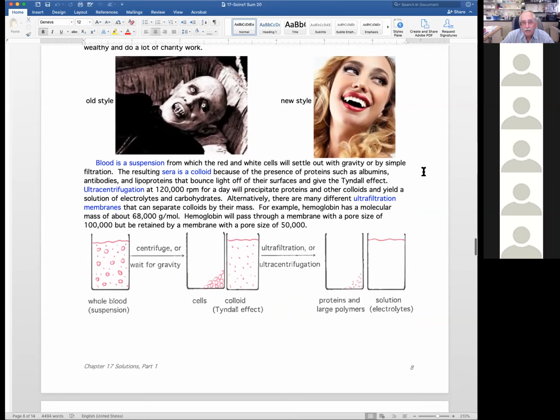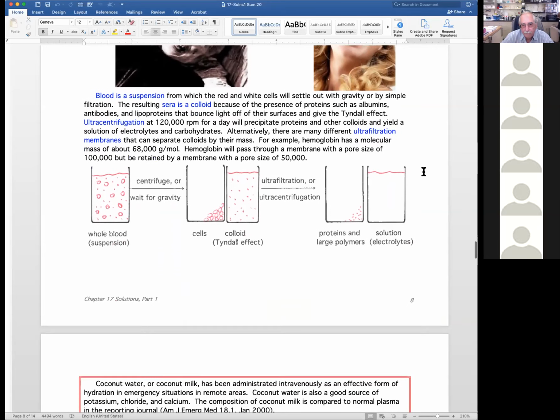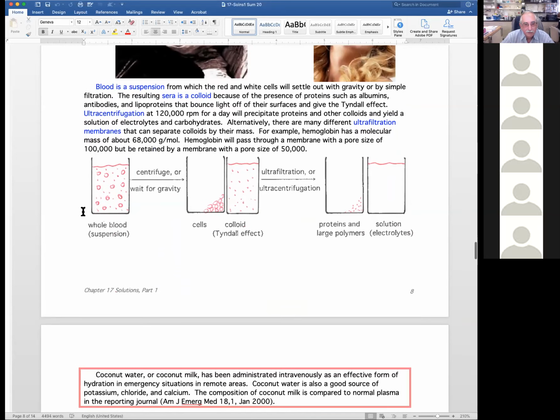So anyway, blood is a suspension. So here's a suspension. What happens when your blood stops moving? Well, the particles that are so heavy start to settle out. So you can either wait for gravity to cause that to happen, or you could centrifuge, which simply increases the force of gravity. And you can remove the cells, and what you would have left would be a colloid.